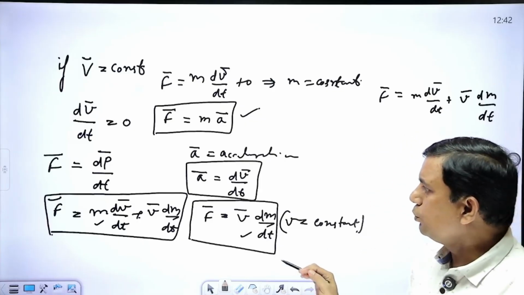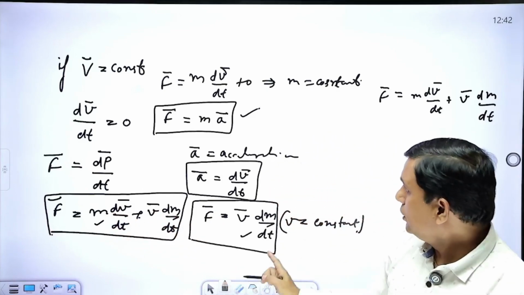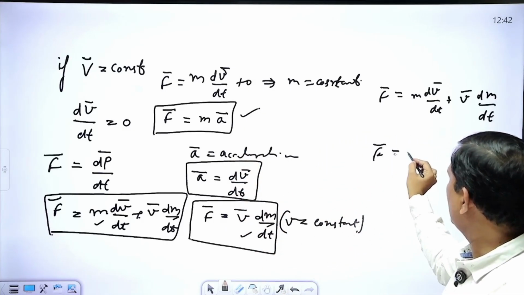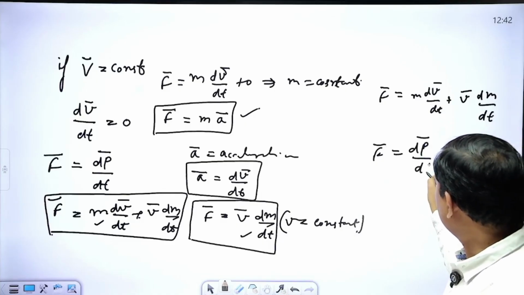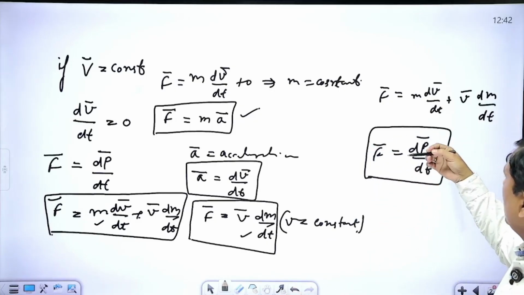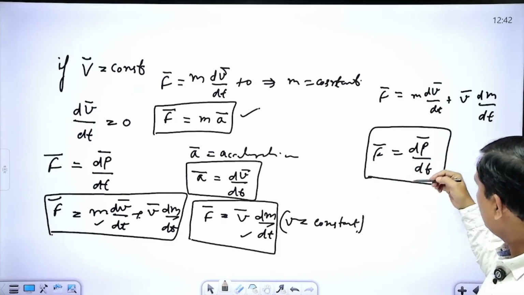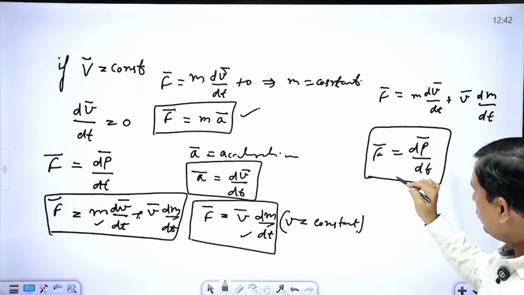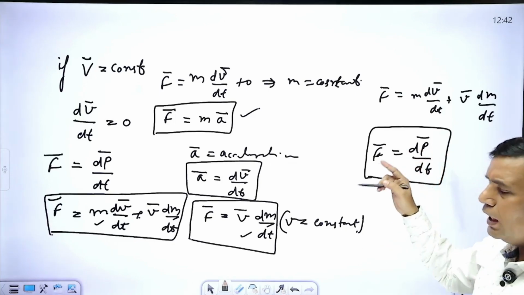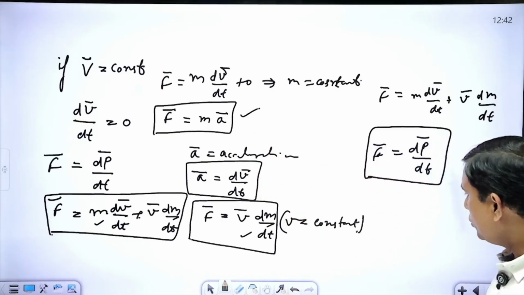Generally we use the formula F vector equals m dv vector upon dt plus v vector dm upon dt. This is used for that condition, and the most important formula is F vector equals dp vector upon dt. All questions can be solved by this formula. Even if we cannot say mass or velocity is constant, we can find the change in momentum, then calculate the force. Force always acts due to the rate of change of momentum. Velocity and mass are used in momentum, hence we use this formula for the force according to the situation.